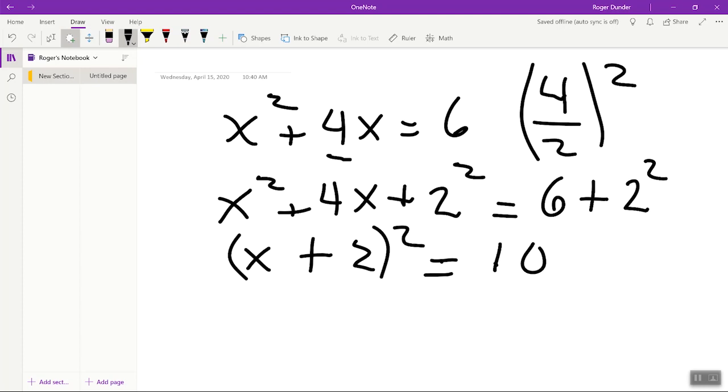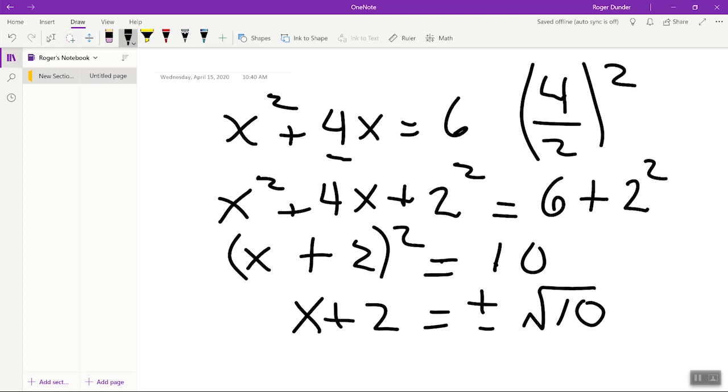Right there you have it. Now, here's where it gets exciting. We take the square root of the left and the right. Notice on the left we have x plus 2 quantity squared. What is the square root of something squared? It's just that thing which is being raised to the power. So the square root of x plus 2 quantity squared becomes x plus 2. And on the right, remember we do plus or minus the square root of 10.